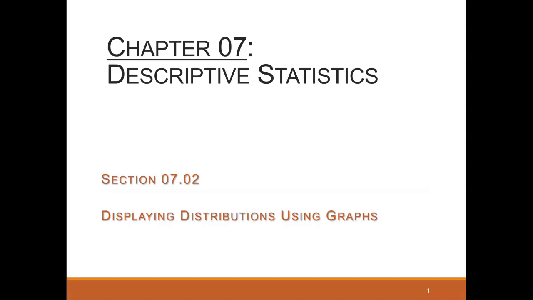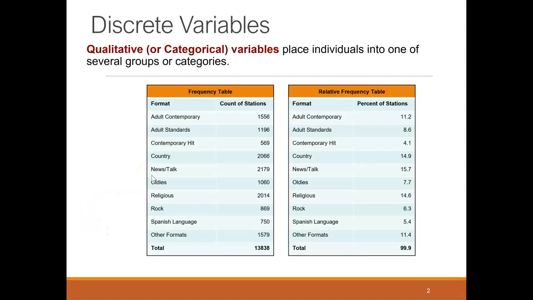So in section 2, we're going to talk about representing distributions with a graph. So basically different ways to visualize our data. We've talked about discrete and continuous variables and qualitative and quantitative variables.